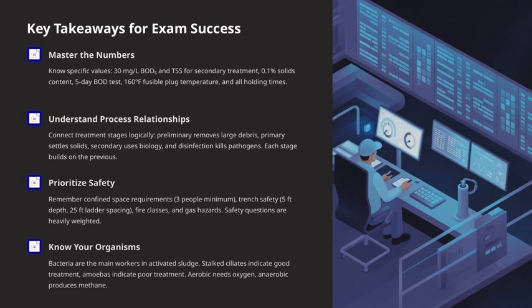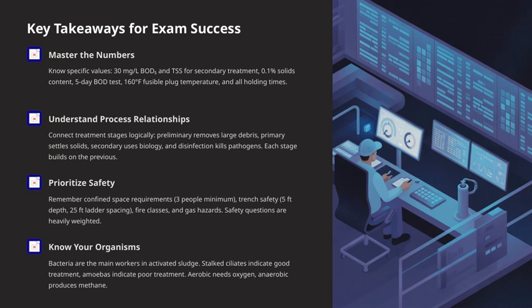Next, it's crucial to understand how the process relationships fit together. Think of treatment stages as building blocks. Preliminary removes large debris, primary settles out solids, secondary treatment uses biological processes, and disinfection then kills any remaining pathogens. Each stage depends on the previous one, so knowing this flow helps you see the bigger picture.